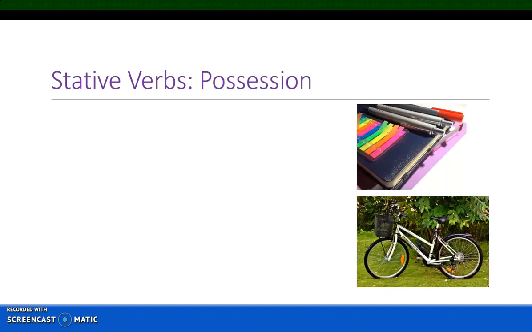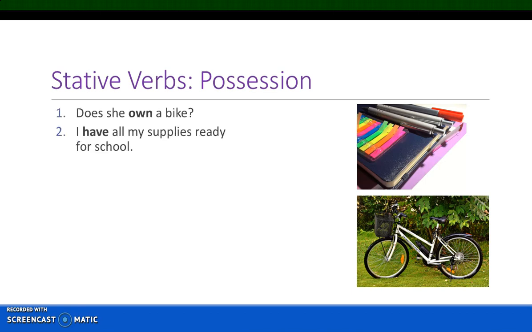Another category is possession. Does she own a bike? I have all my supplies ready for school. Own and have are stative verbs that are about possession. Here are some more stative verbs in this category. Belong, possess, own, have, when have means own.